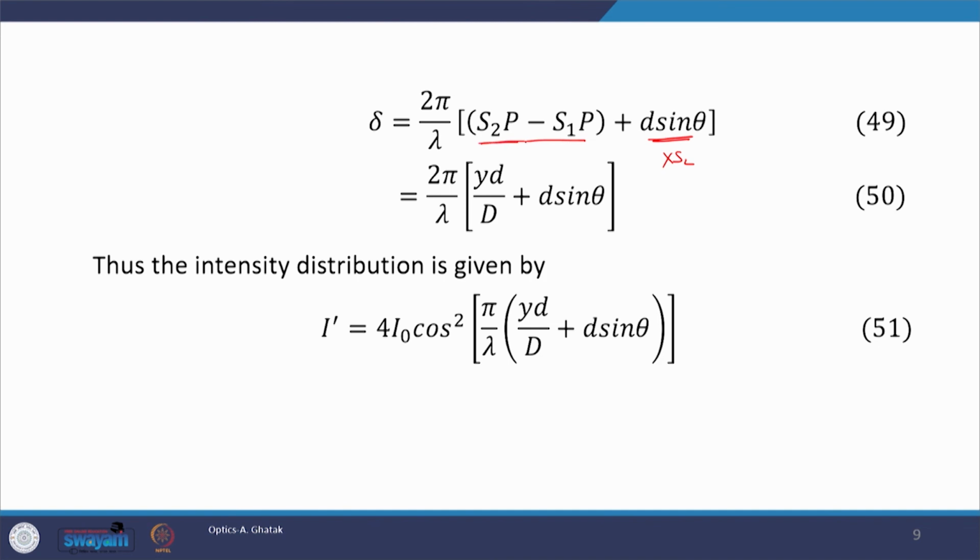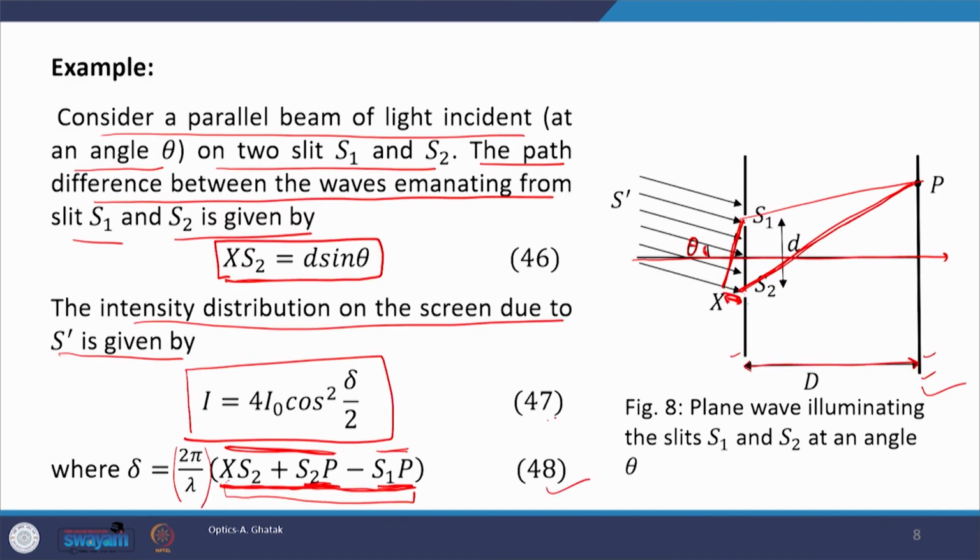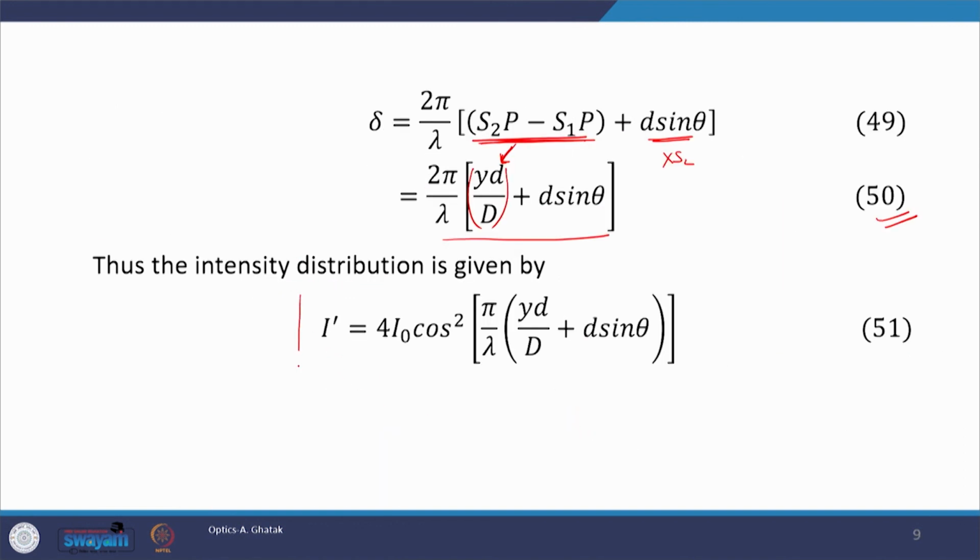But we know from Young's double slit experiment that S2P minus S1P is equal to y d by D. Small d is the separation between the two sources and capital D is the separation between the source plane and the observation plane. We have already derived this in Young's double slit experiment. Once this phase difference is known, we can easily calculate the intensity distribution. Then we substitute equation 50 back into equation 47, and this expression gives us the irradiance or intensity distribution at the screen.